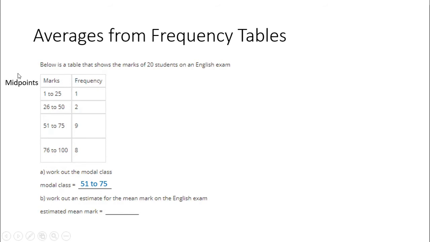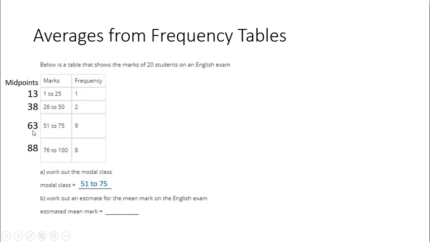So our midpoints. First midpoint, in between 1 and 25, add them together and divide by 2. That's 13. Next midpoint, 26 plus 50, that's sum divided by 2. And then 51 plus 75, that's sum divided by 2. And finally, 76 plus 100 divided by 2.